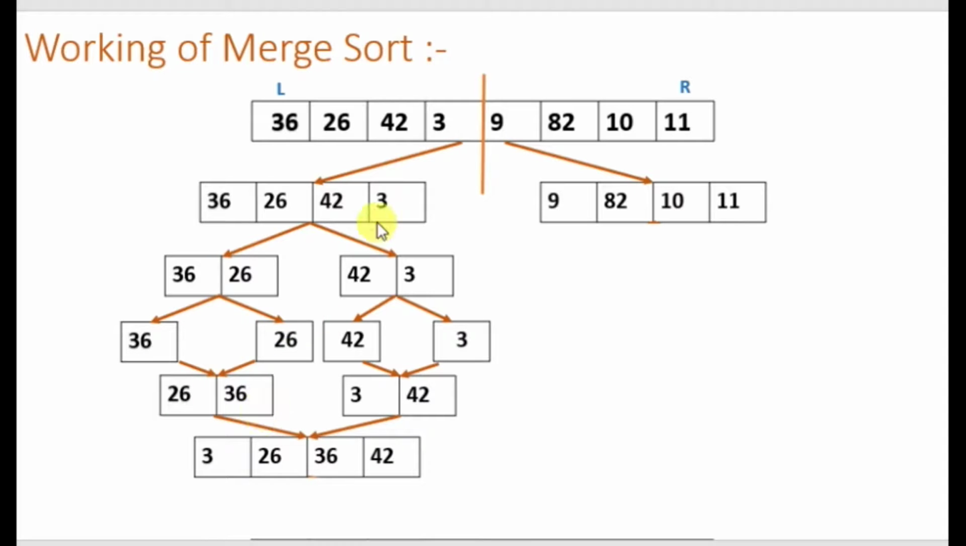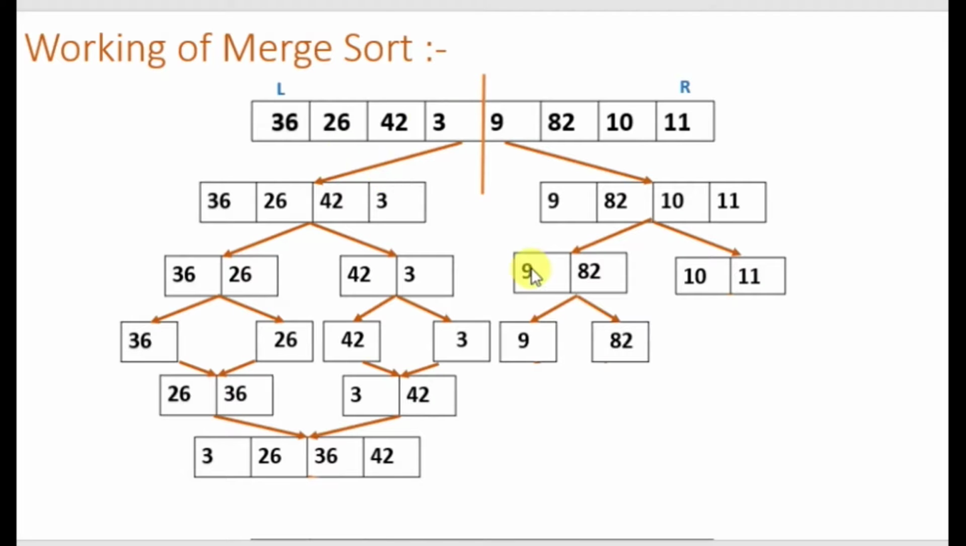After this, merge sort will call this right subarray. Now this right subarray will get split into two halves. The first half will contain 9, 82 and the second half will contain 10 and 11. 9 and 82 will get divided into single elements like this. We got 9 and 82 separately.